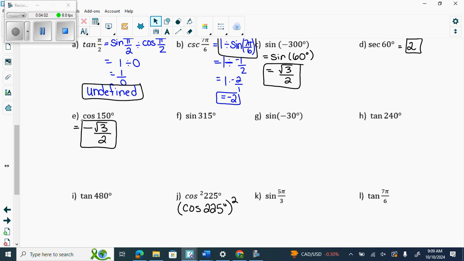Sine 315. Sine is the y at 315. So the y coordinate at 315 is the answer to sine 315, right? We know that. So sine 315 is negative what? Root 2 over 2.